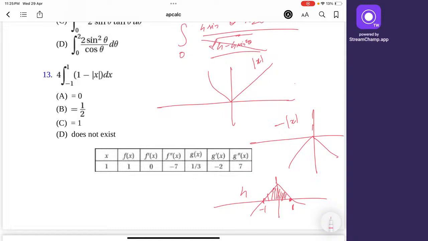times 4. So the required area will be 4 times 1 by 2 times base is 2 times height is 1. So the area is 4 square units. So the right answer is does not exist, because half base, at 0 the height is 1. Base, height, this is equal to 4.